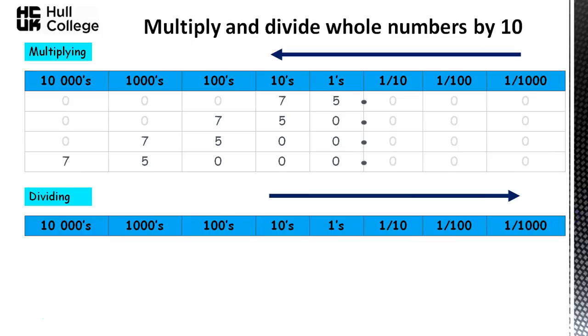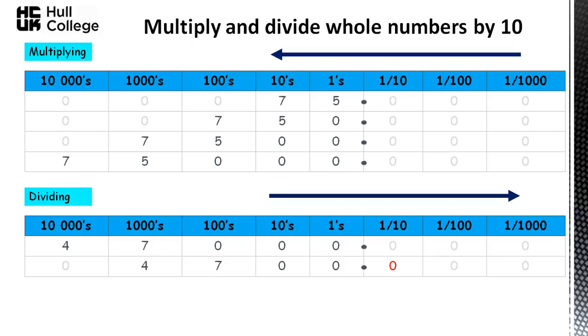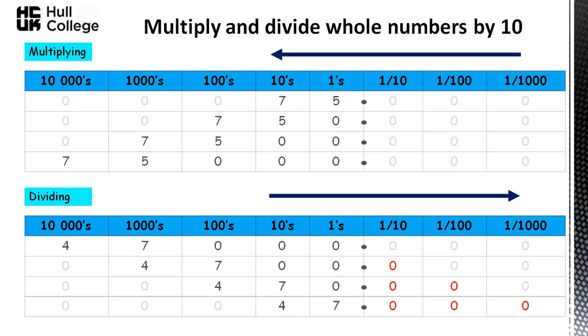To divide 47,000 by 10, we move the number one place to the right, and the last digit moves below the decimal point. This gives us the answer 4,700. Therefore, 47,000 divided by 10 equals 4,700. To divide 4,700 by 10, we move the number one place to the right, and the last digit moves below the decimal point. This gives us the answer 470, and so on.